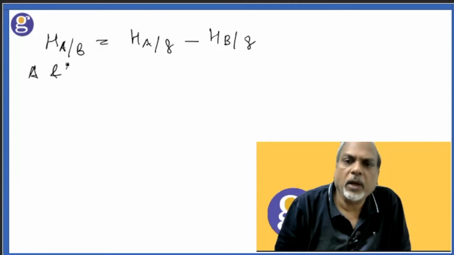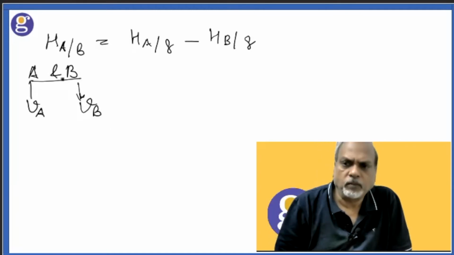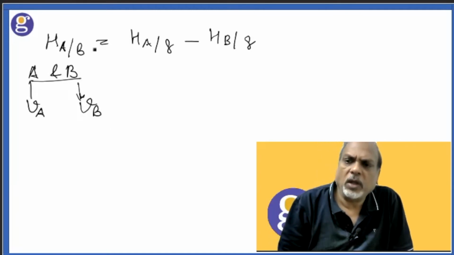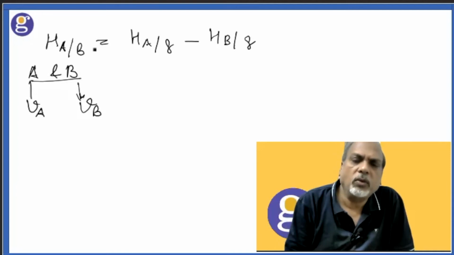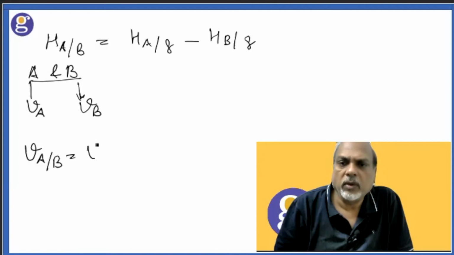A and B, there are two cars. A is having velocity VA, B is having velocity VB. And suppose these velocities are given with respect to ground. So we want to find out the velocity of A with respect to B, which, with the same concept, will be VA minus VB.